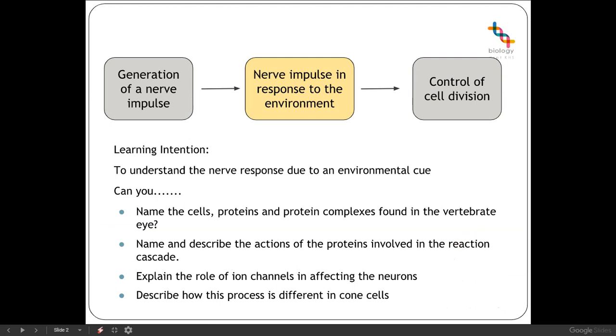You need to be able to name the cells, proteins and protein complexes found in the vertebrate eye. You need to name and describe the actions of the proteins involved in the reaction cascade. You need to explain the role of ion channels in affecting the neurons, and you need to be able to describe how this process is slightly different in the cone cells of the vertebrate eye.